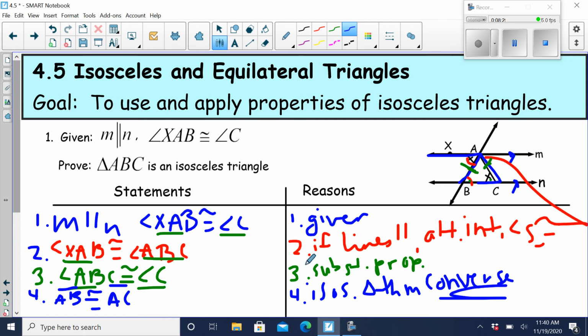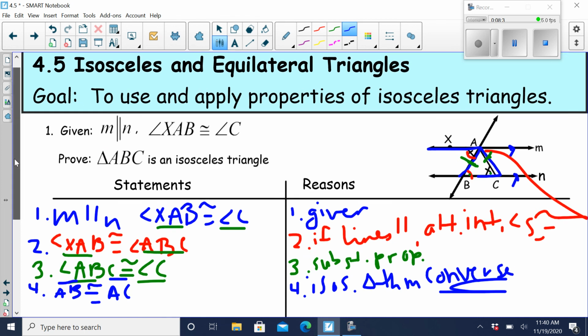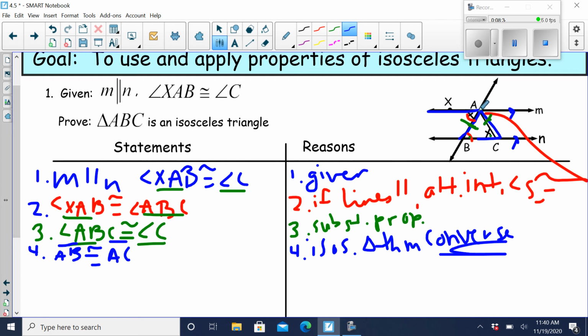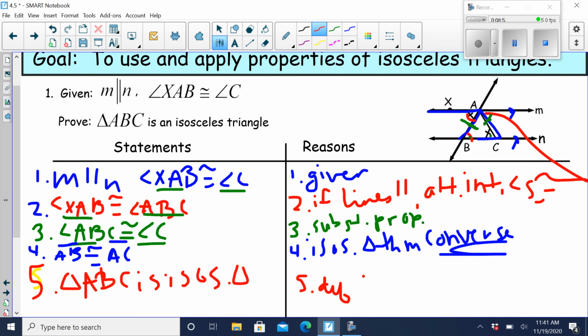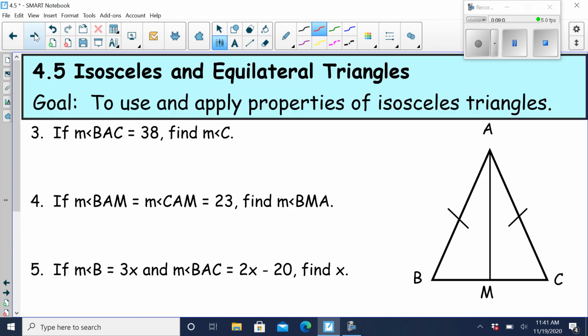So we're using the converse of the theorem. From there, I now have enough information to prove that my triangle is isosceles, because I've shown that these two sides are congruent. So I'm ready to prove it. In step 5, I'm going to say triangle ABC is isosceles, and my reason is just going to be definition of isosceles triangle. I proved that two sides are congruent. That means it has to be isosceles. All right, here we go.